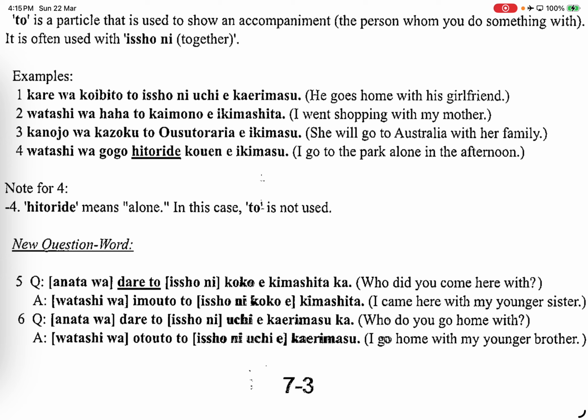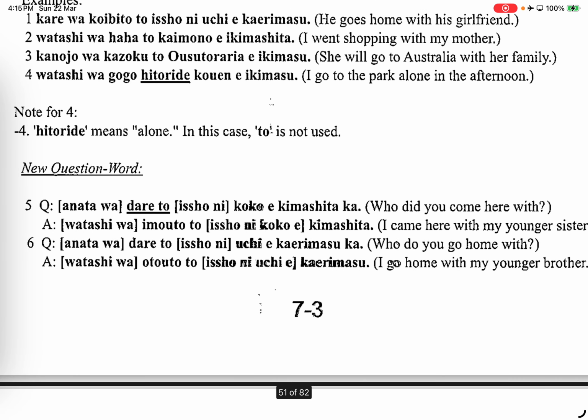So 私は午後一人で公園へ行きます. So, go to the park by oneself in the afternoon. Okay, by oneself is just alone. Okay, so the question word here, since it is an accompaniment question, right? So accompaniment means that our question is going to be who, right? Who. So 誰と. So with who. 誰とここへ来ましたか? So with whom you came here with.